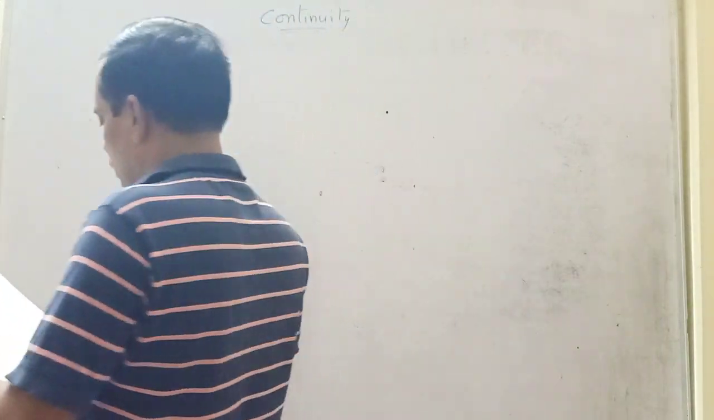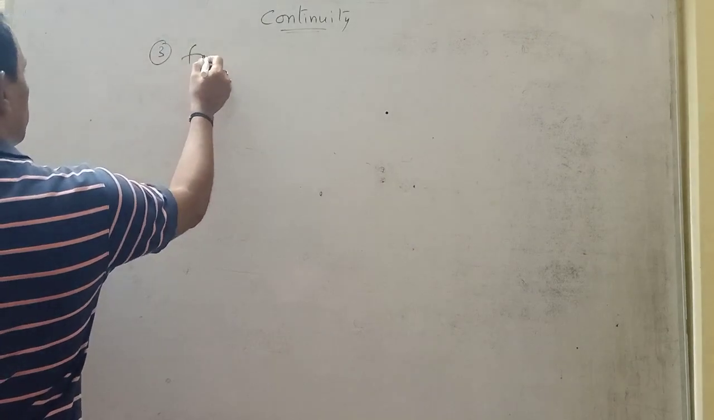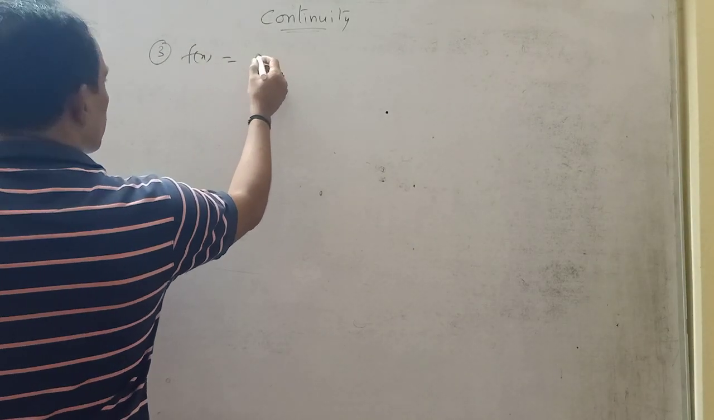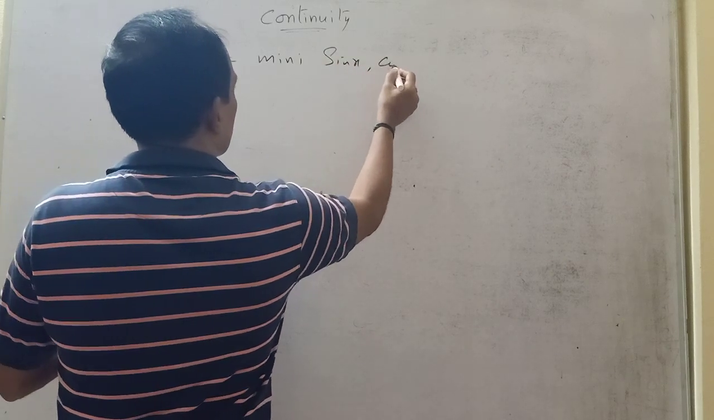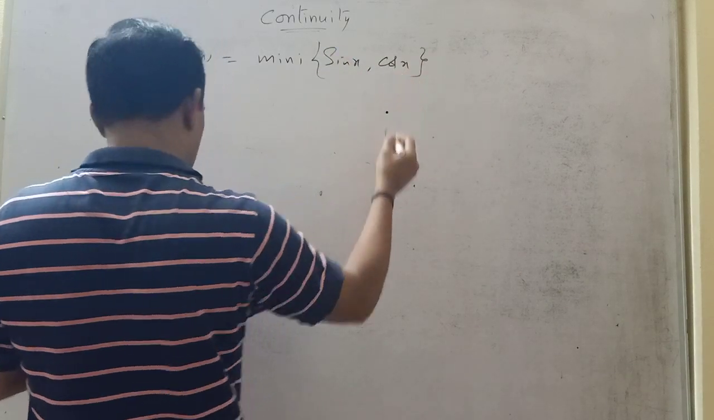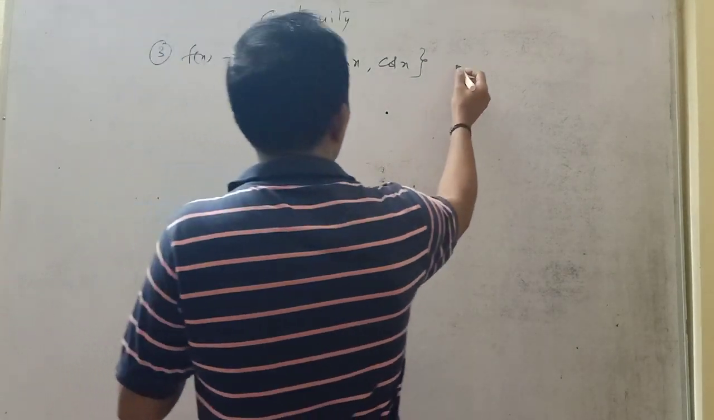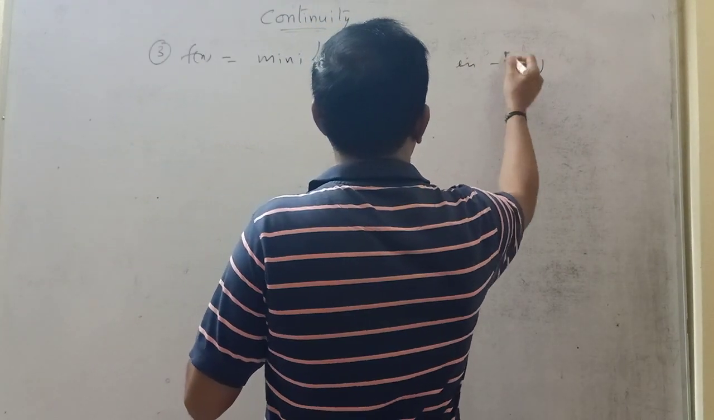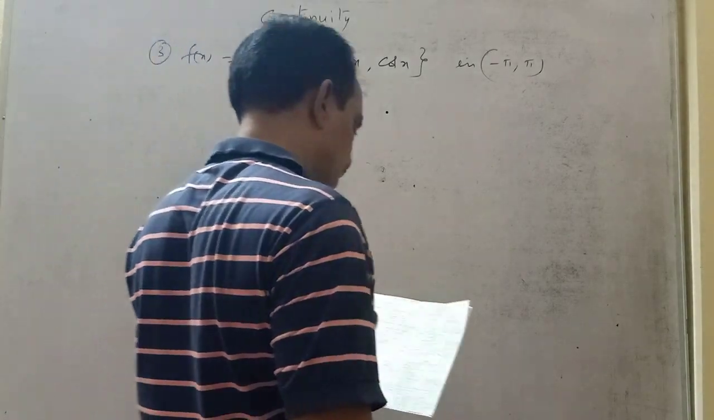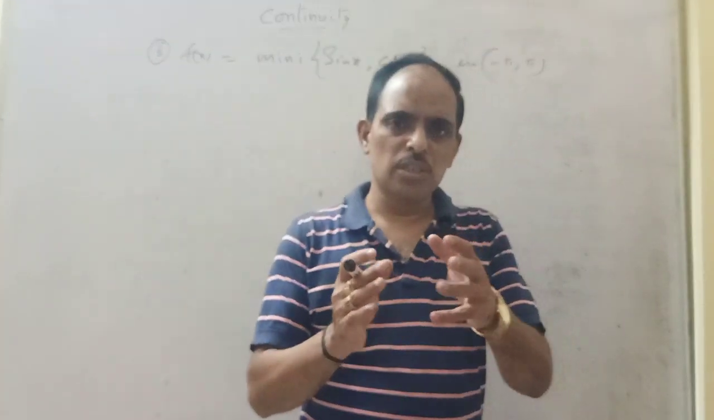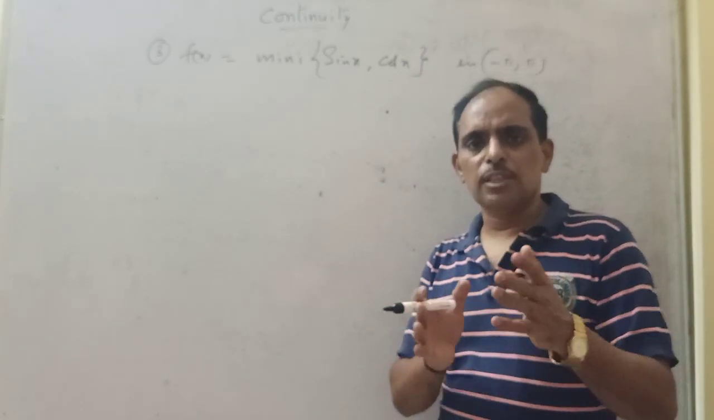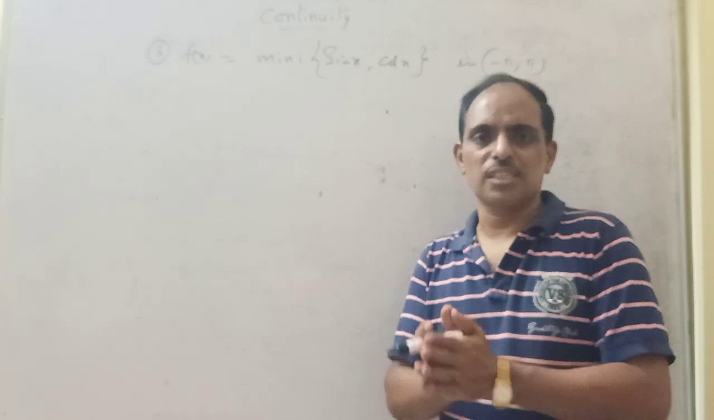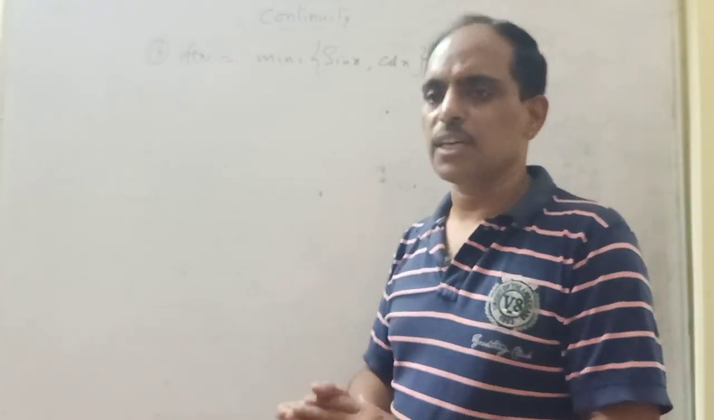Okay, let us move to the next question, that is f of x is equal to, it's a very beautiful question, minimum of sin x comma cos x in the open interval minus pi to pi. It is not differentiable at. Whenever you are going to do the continuity topic, we have to do differentiability also, because both these two are, we can say, the twins topics, continuity and differentiability.